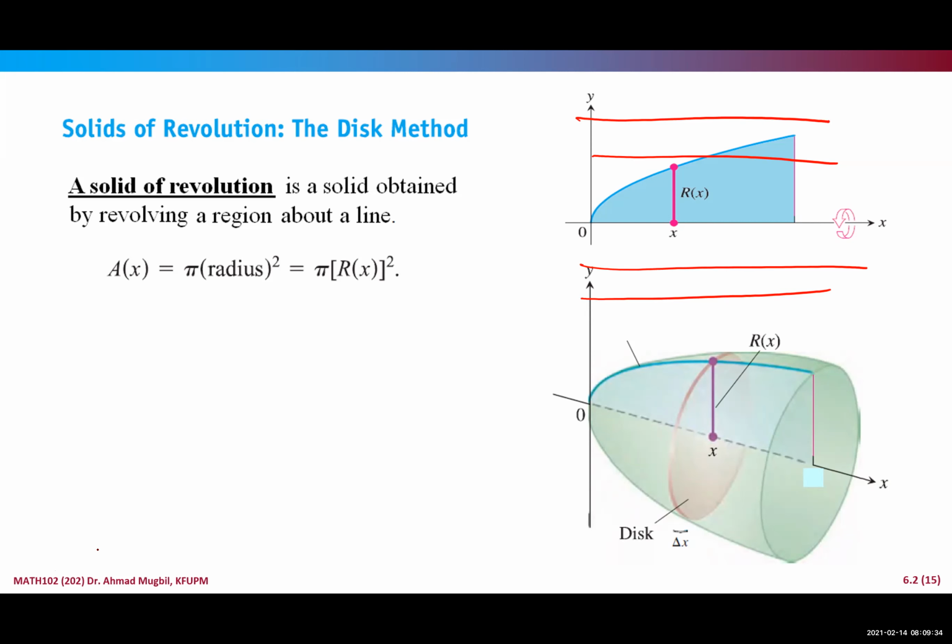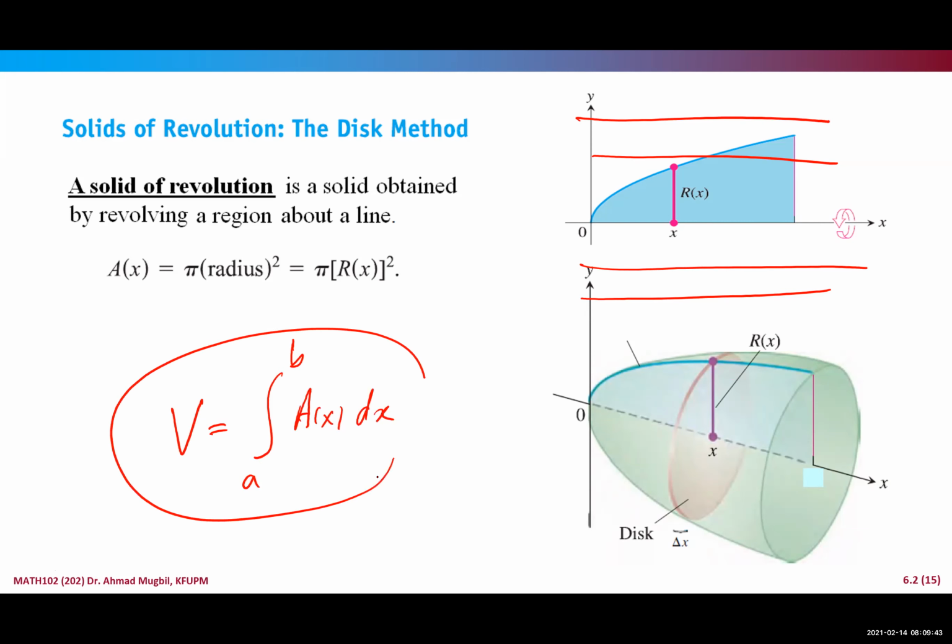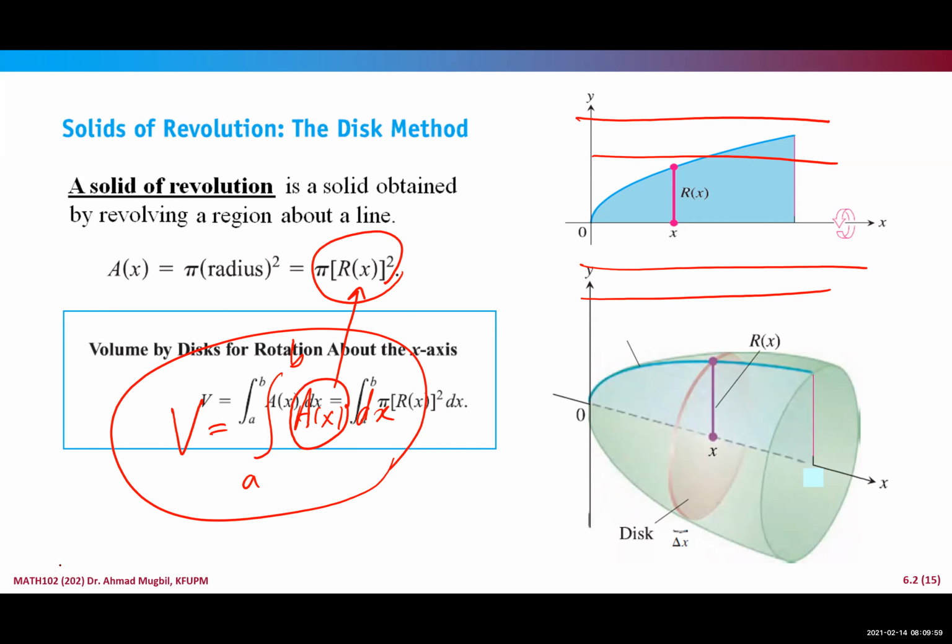And you remember, Shabab, what is the volume? The volume is just the integral from a to b of the area of the cross section. This is what we have learned from the previous class. So now in our case, we will just replace this A of x by the area. So we have a formula here. This is easier, Shabab. When you know the area of the cross section, you just need to find the radius here.